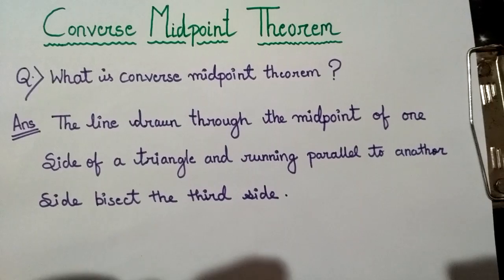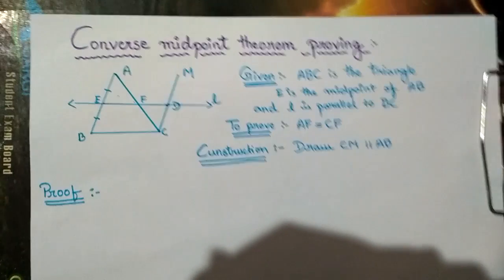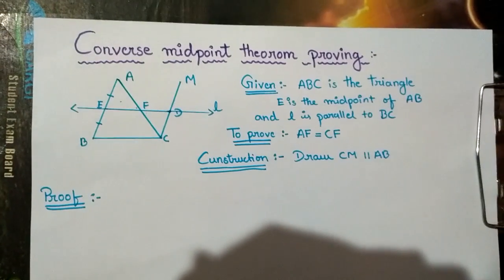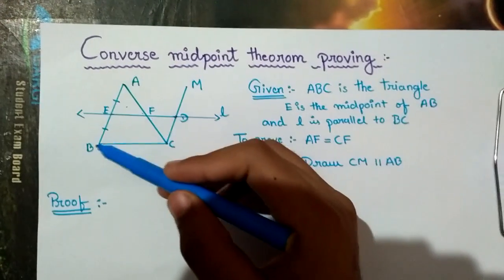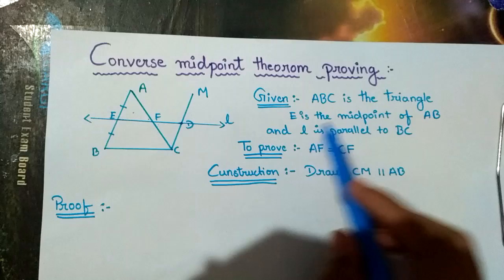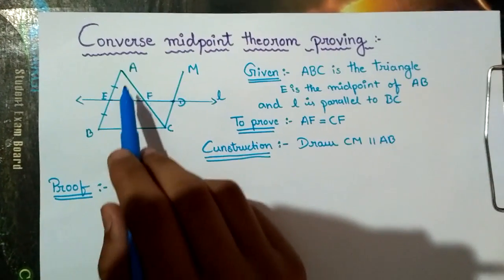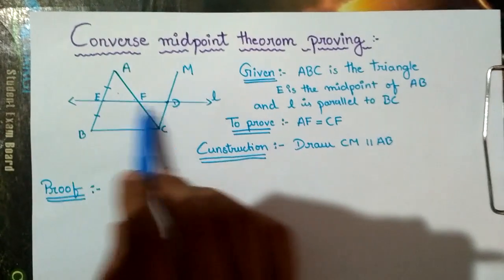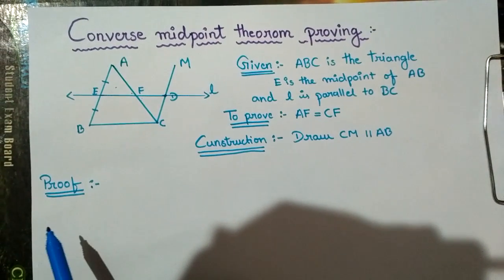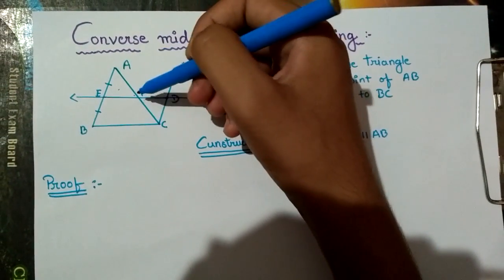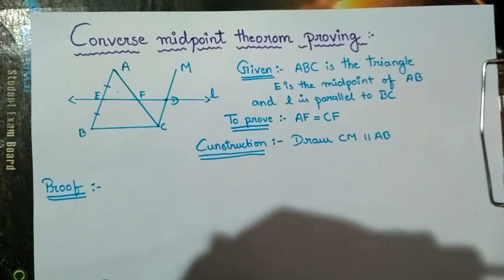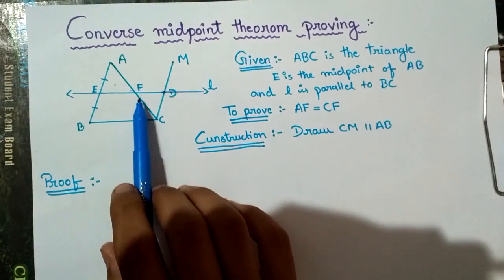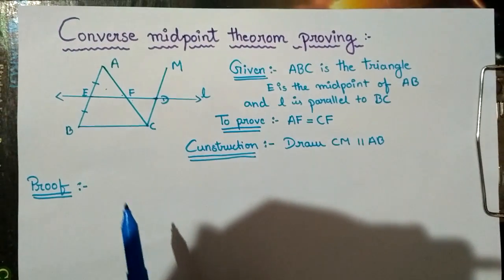So let's move to the proving. So guys, here we come with the proof of the converse of the midpoint theorem. As I have drawn in the figure, we are given that ABC is a triangle, E is the midpoint of AB such that AE equals EB, and this line L is parallel to BC, and we have to prove that AF equals FC. So how to do it? First we'll write the given, as I have told you. To prove AF equals FC, construction is very important.